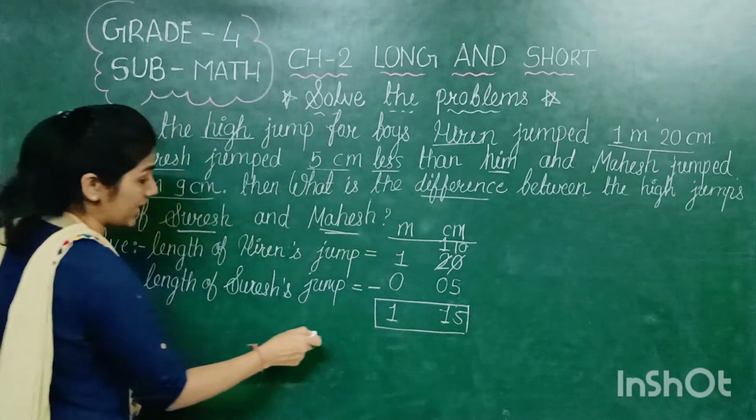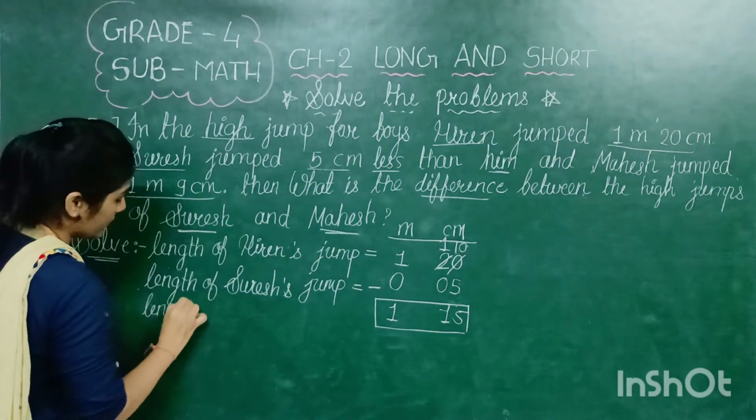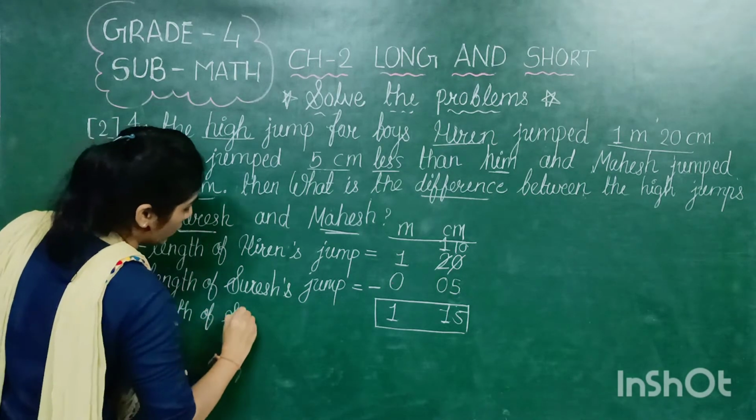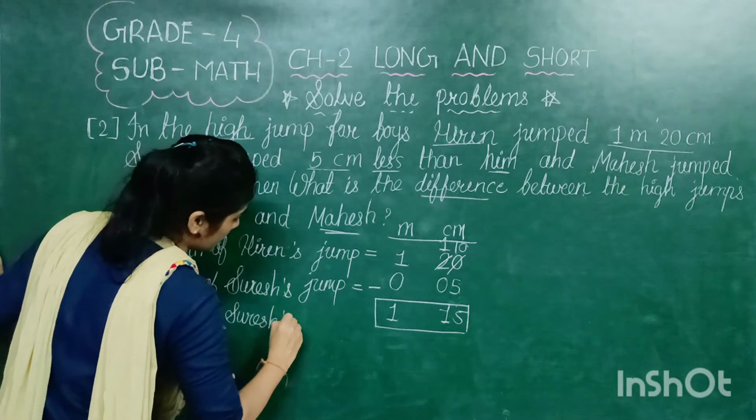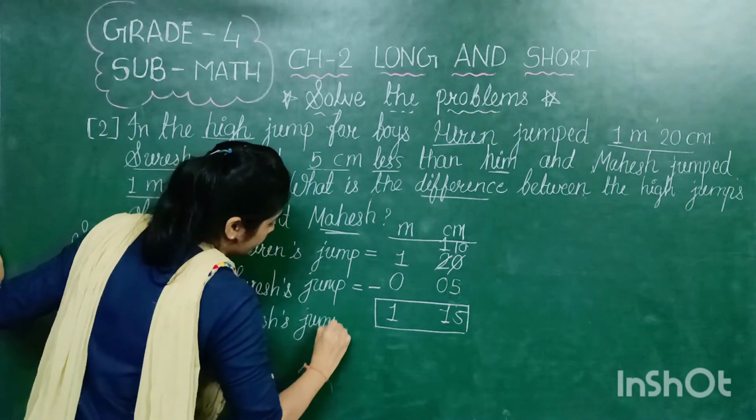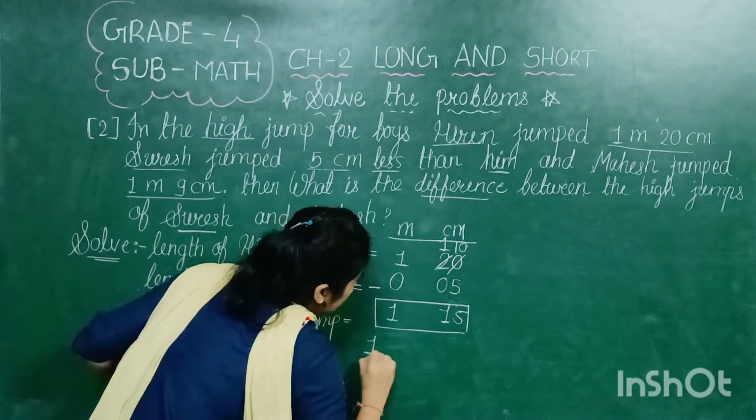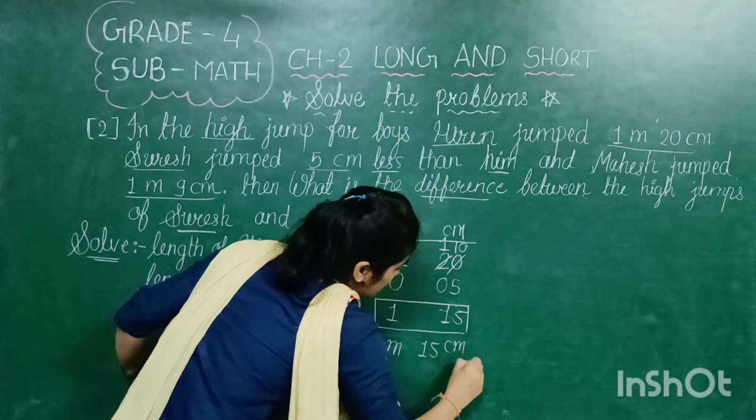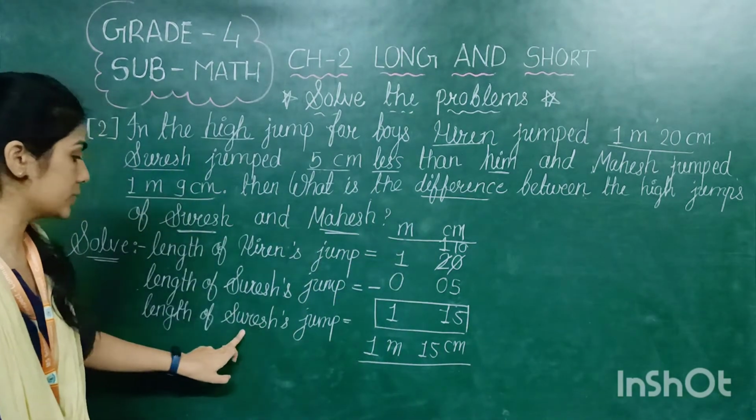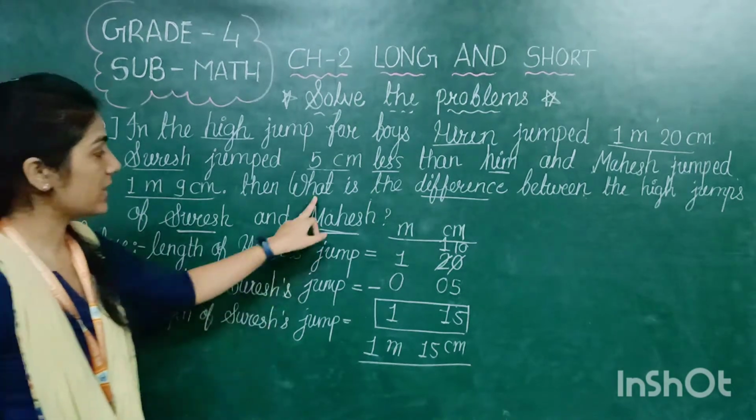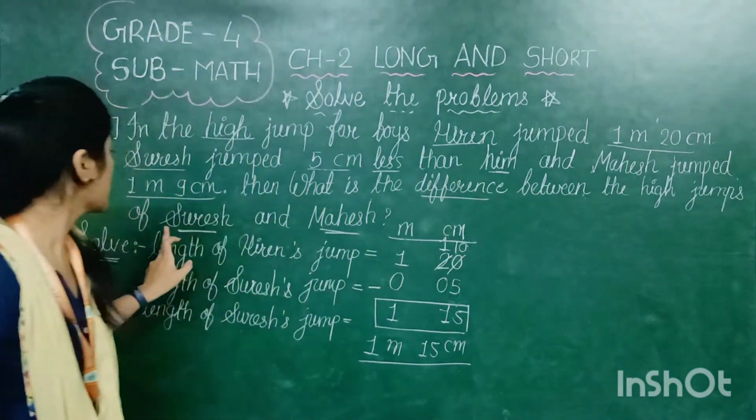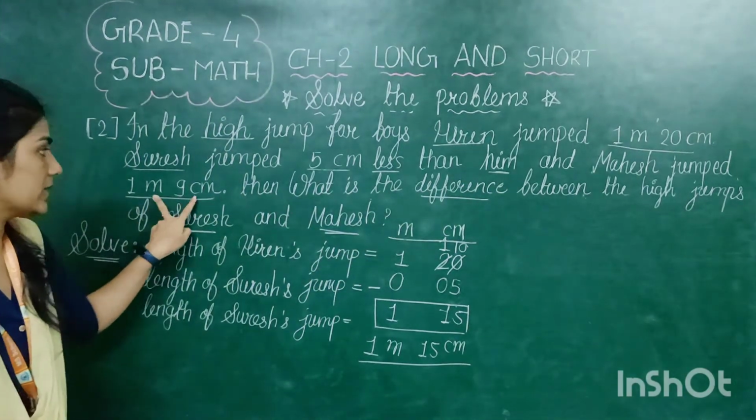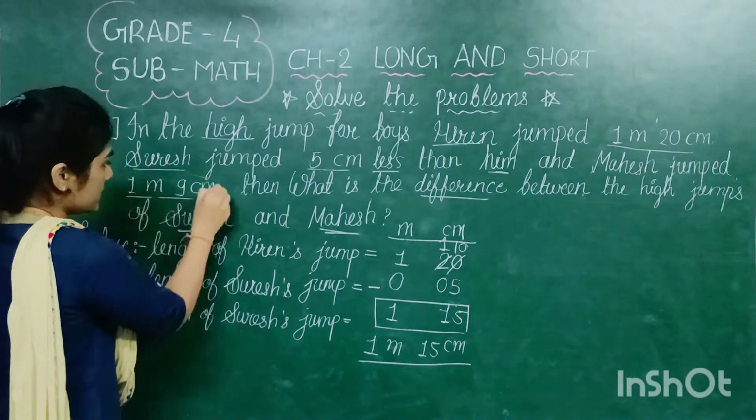But this we have found for the length of Suresh's jump. And you can mention in the bifurcation 1 meter and 15 centimeter. This is the jump of Suresh. Now what we have to find? We have to find the difference between high jumps of Suresh and Mahesh. And already Mahesh's jump is given, 1 meter and 9 centimeter. So we have to take this and this.